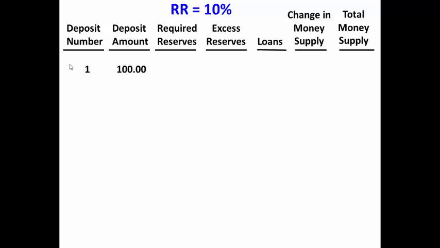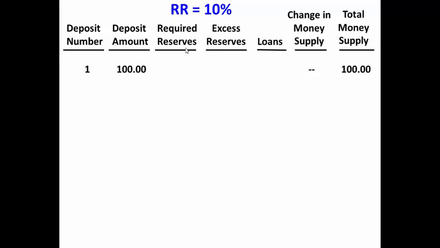If it's someone from inside the country depositing $100 into a commercial bank, then the total money supply is $100 because it's gone from cash to a checking account, which we call a demand deposit. Now, there's no change in the money supply. It's gone from cash to checking, so the total amount of money in the money supply is $100.